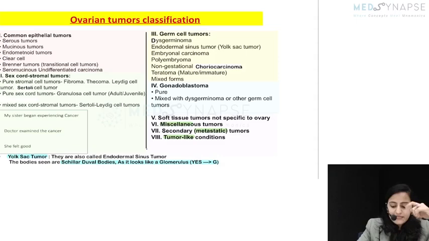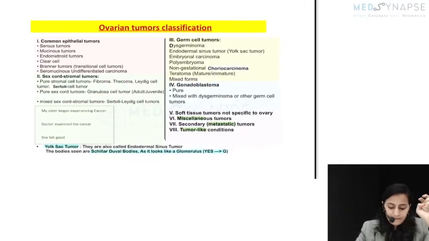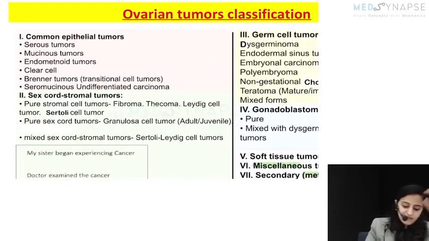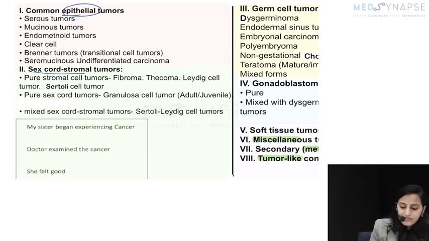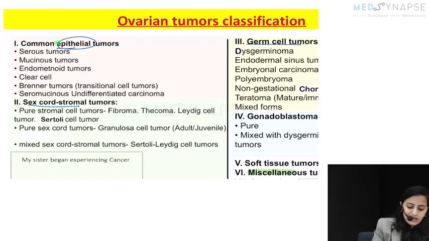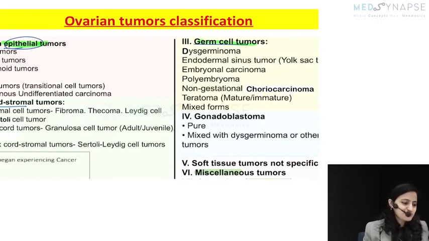So what bodies, what markers do you see in the various ovarian tumors? Very, very important. So in ovarian tumors, the classification is epithelial, sex cord stromal, germ cell tumors. The most important that you should know here, which are epithelial tumors, which are germ cell tumors.